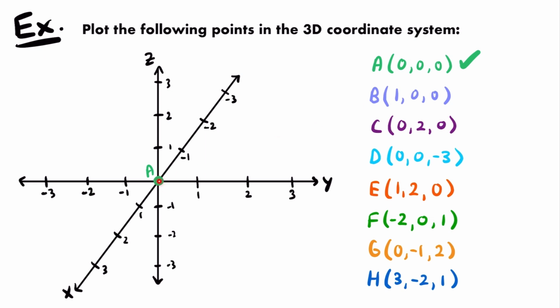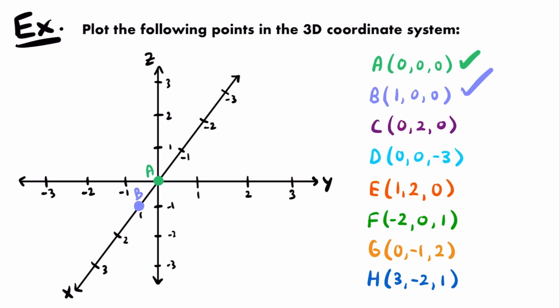And so if we go to our origin, 1 in the positive x direction takes us right here. And then since the y and z coordinates are just 0, we don't move anywhere in the y direction or z direction, so we stay at that point right there. And so that is going to be point B. All right, now let's look at point C. We have the point 0, 2, 0. This is similar to point B, except now the x and z coordinates are 0, but the y coordinate is 2.